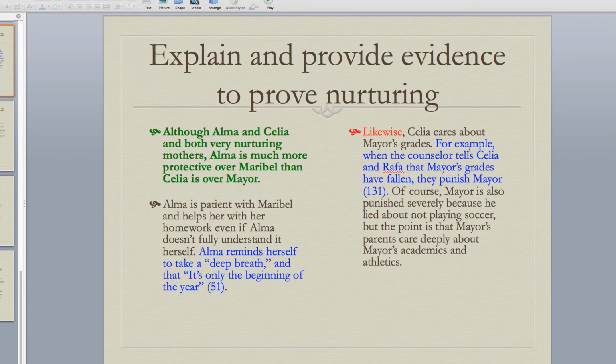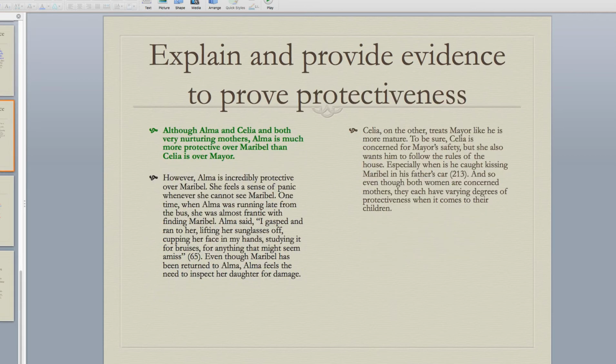Likewise, Celia cares about Mayor's grades. For example, when the counselor tells Celia and Rafa that Mayor's grades have fallen, they punish Mayor. Of course, Mayor is punished severely because he lied about not playing soccer, but the point is that Mayor's parents care deeply about Mayor's academics and athletics. So again, I'm just trying to pull a similarity between the two sets of parents, that they both genuinely care for their kids' education, right?